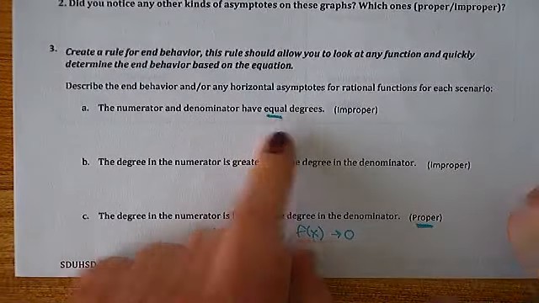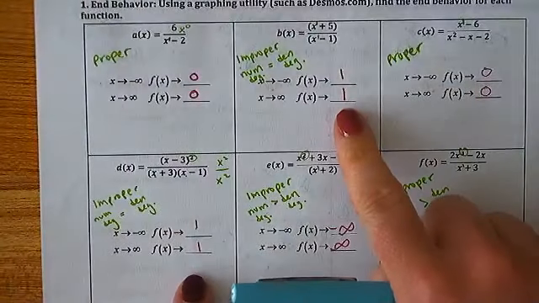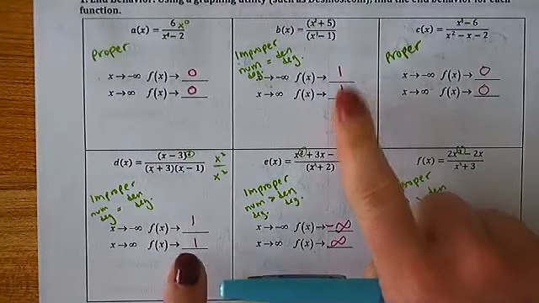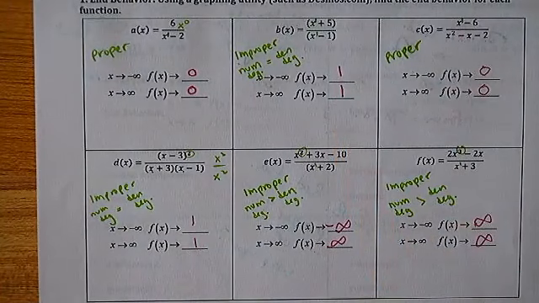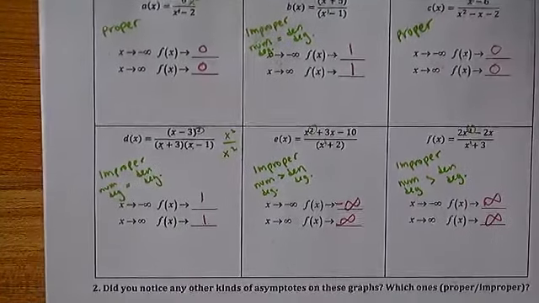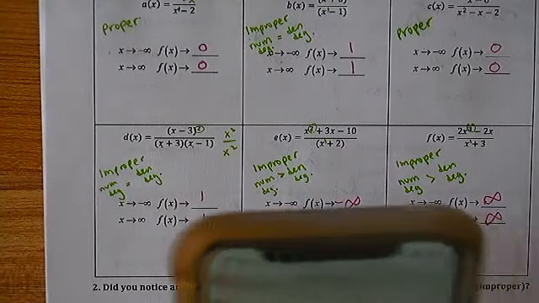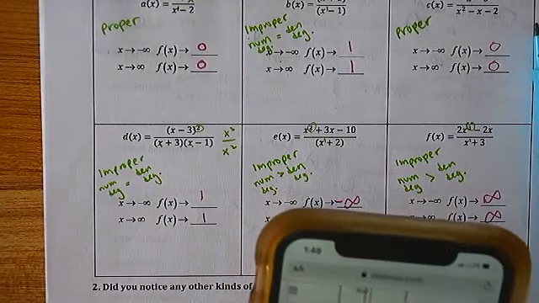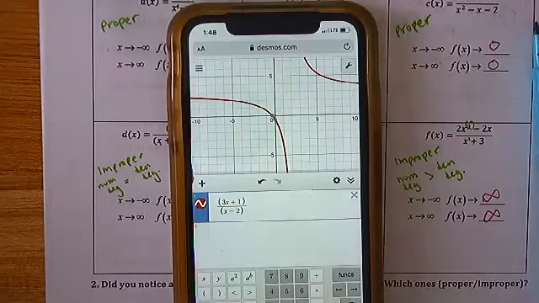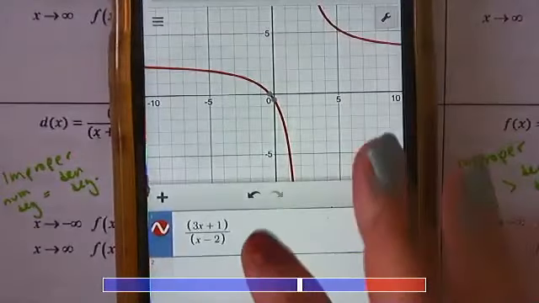What about if they had equal degrees, improper? It was a number, right? They both were 1 though, which is interesting. So I do actually want to show you guys on Desmos a quick little different problem. Okay, so here's a new example.